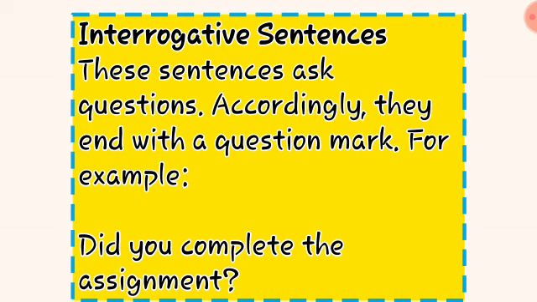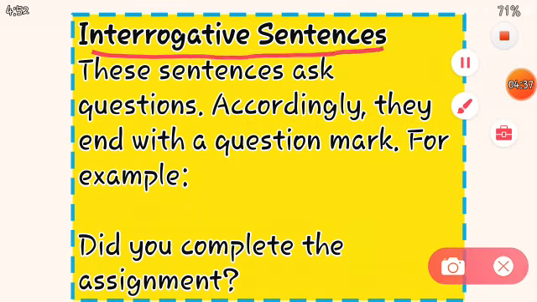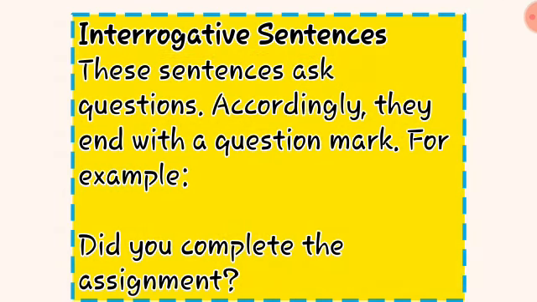So friends, next is interrogative sentences. As the heading itself tells you the definition, the interrogative sentence is a sentence which is a question itself. These sentences ask a question, accordingly they end with a question mark. As the sentence asks a question, they start with an interrogative word or a helping verb and end in a question mark. That is why they are called interrogative sentences. The example is, did you complete the assignment? This is a question. That is why it is called an interrogative sentence.